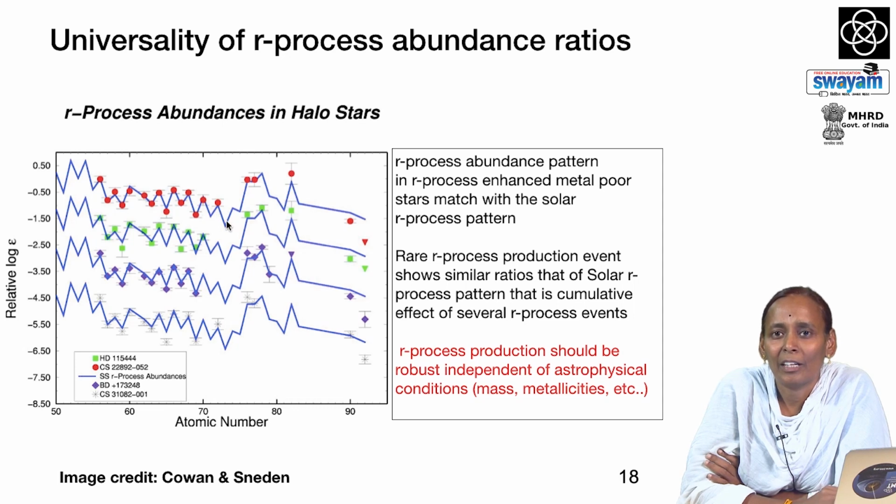So this shows that any r-process site which would be proposed should be robust and independent of astrophysical conditions, for example the mass of the star, the metallicity, and probably mass loss and other things.